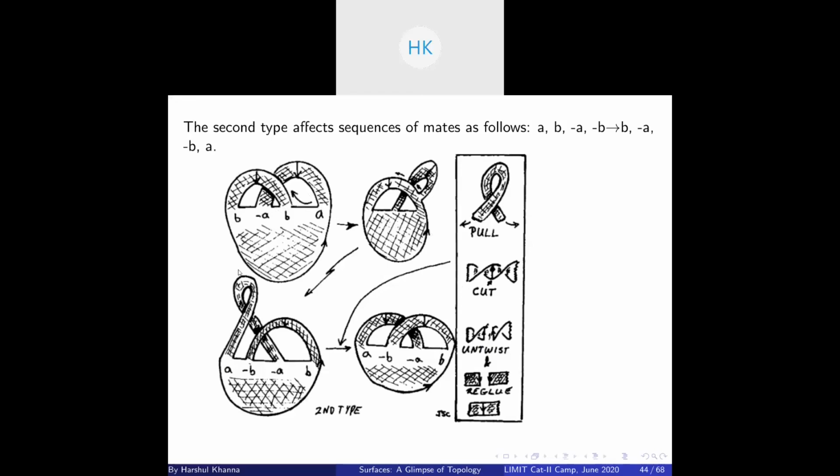Now cut. So let me show first. You slide A over B here, and when you reach from here to here, you'll essentially see you get a twist. You can imagine that. Now what you do is cut along this arc, untwist, and reglue along the same orientation, and you'll get this. So you translated B, minus A, B, A to A, minus B, minus A, B.